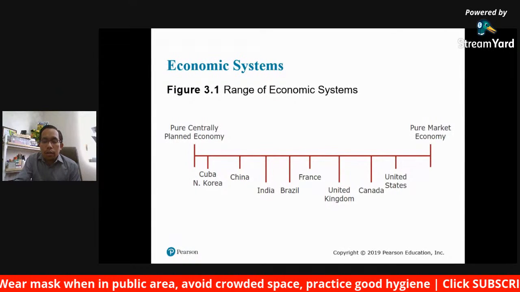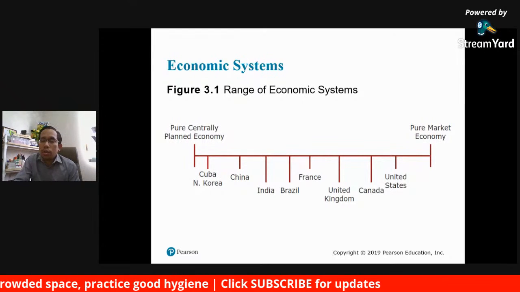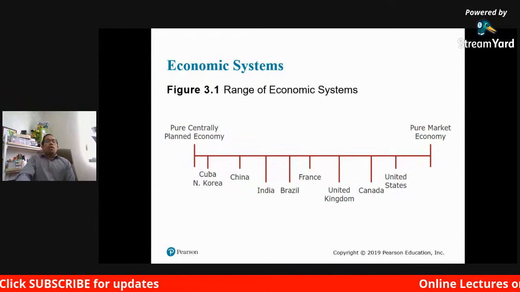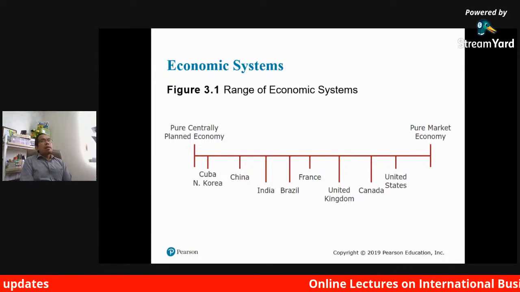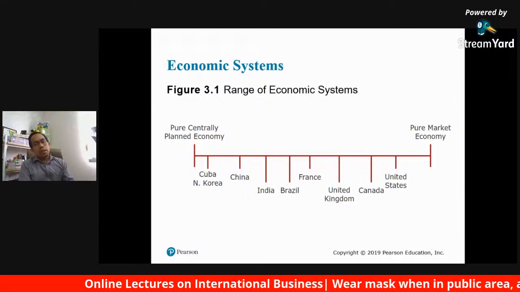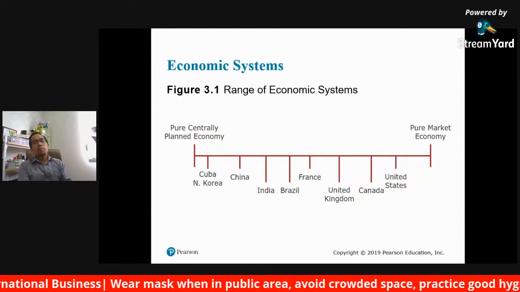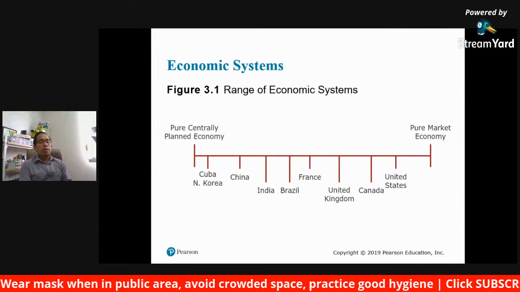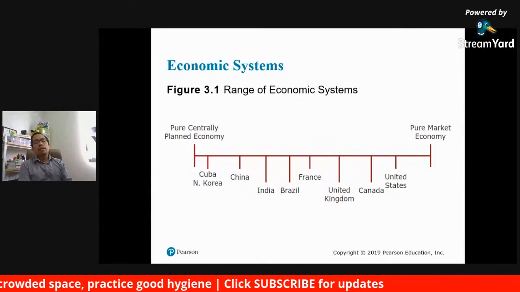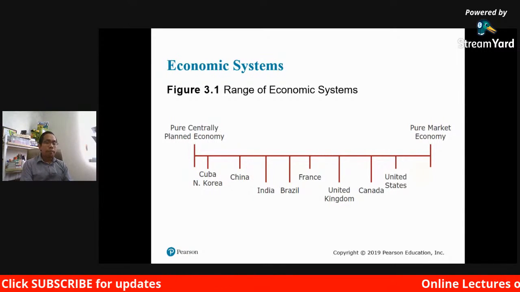Okay, now we know about political systems. Right now we talk about economic systems. It's anchored by two extremes. First, purely centrally planned. Another one is pure market economy. What does it mean by purely centrally planned, and what does it mean by pure market economy?